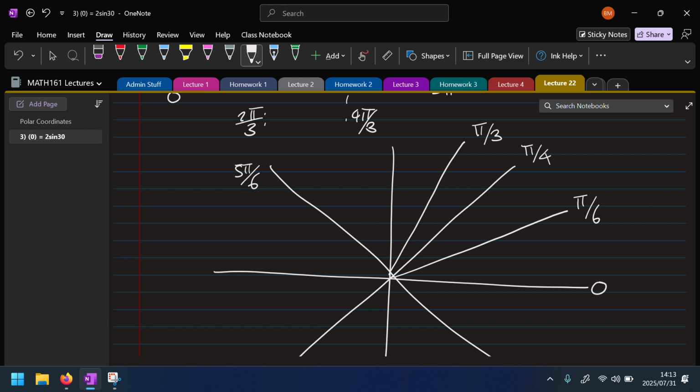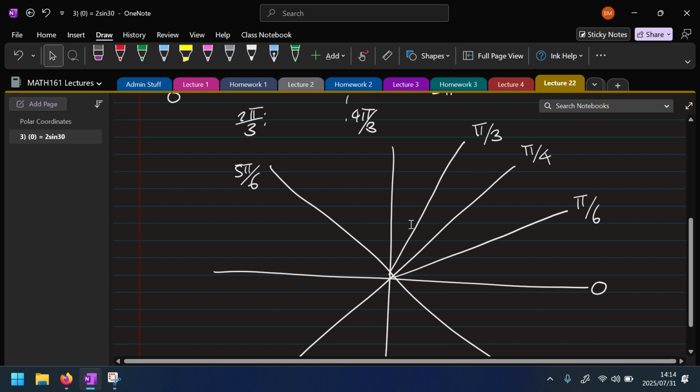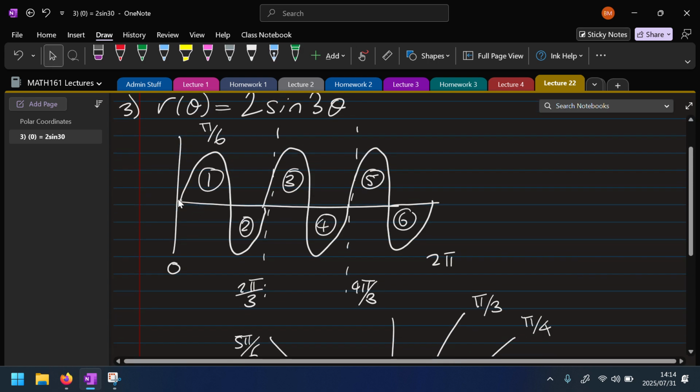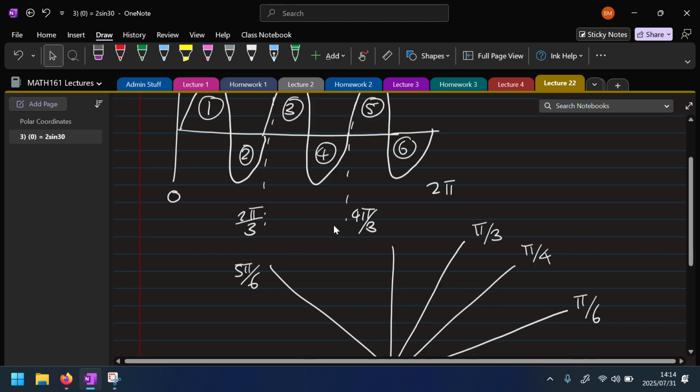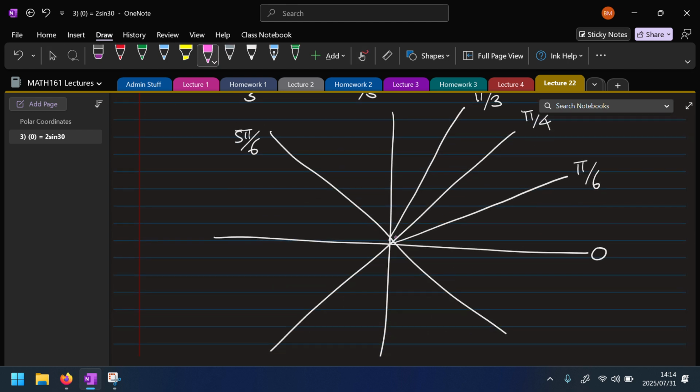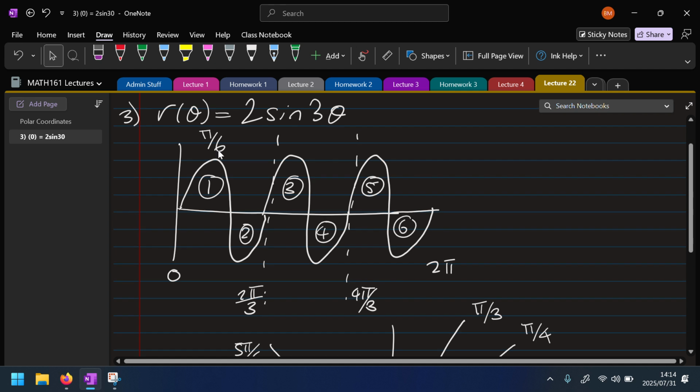Okay, so let's fill in our curve. So where do we start? Well, we start over here, angle 0, radius 0, so we're going to start at the origin. Okay, so we put a dot there. Next, at pi over 6, what value is this going to be? It'll be 2. That's at the top there. So at pi over 6, it needs to be 2 away from the origin.